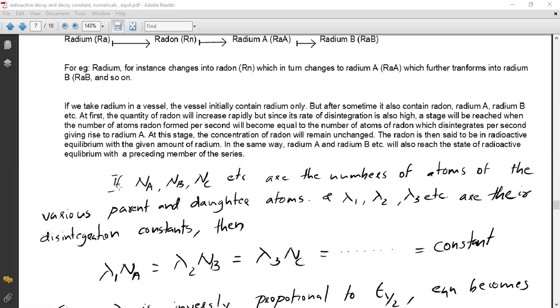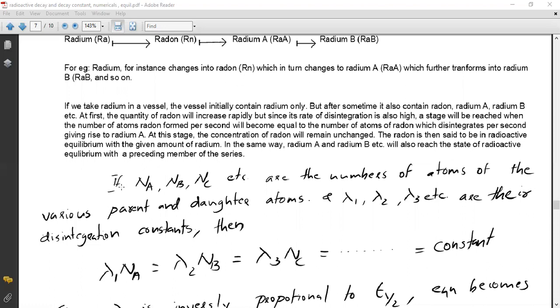Initially the quantity of radon will increase rapidly, but since its rate of disintegration is also high, a stage is reached that is known as equilibrium. That is, the number of atoms of radon formed per second will equal the number of atoms of radon which disintegrate per second, giving rise to radium A. At this stage, the concentration of radon will remain unchanged.